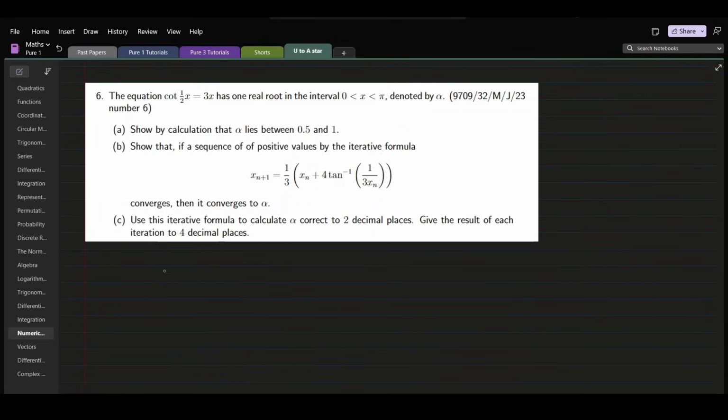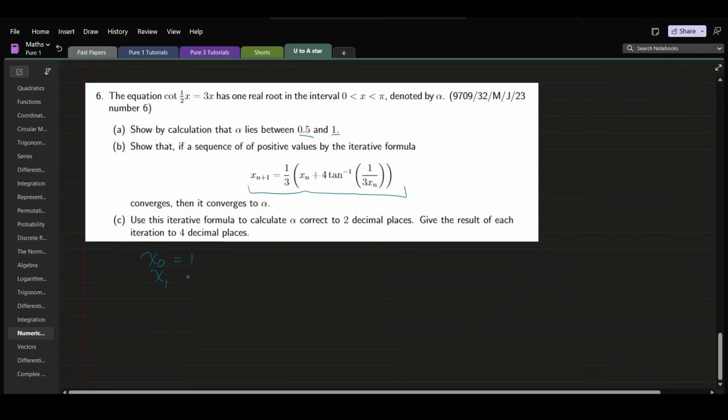So our iterative formula is given here. Xn plus 1 is equal to 1/3 xn blah blah blah. And we know that our root alpha is between 0.5 and 1. So we'll say let x0 equal to 1.